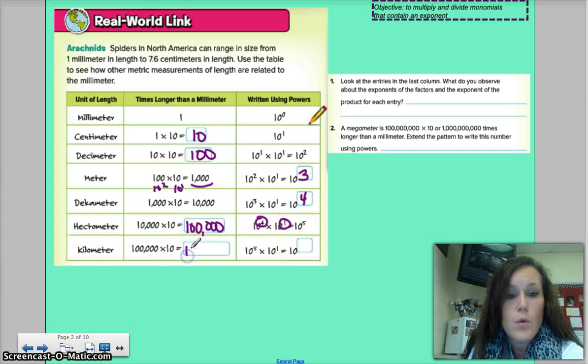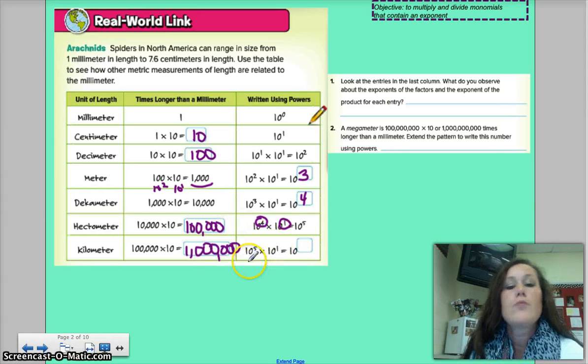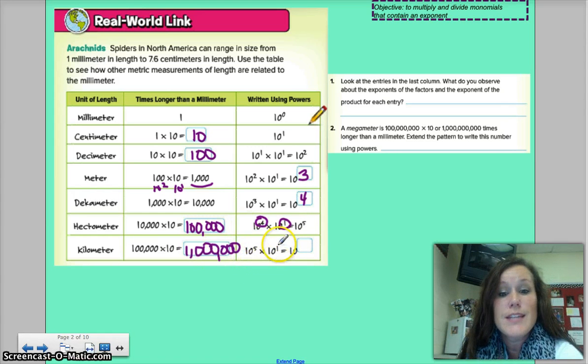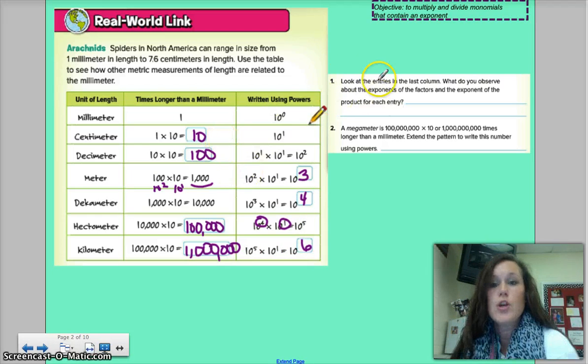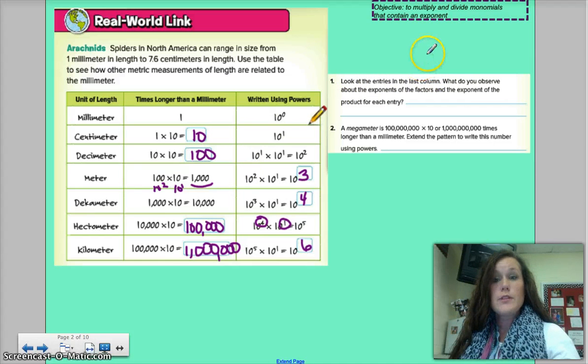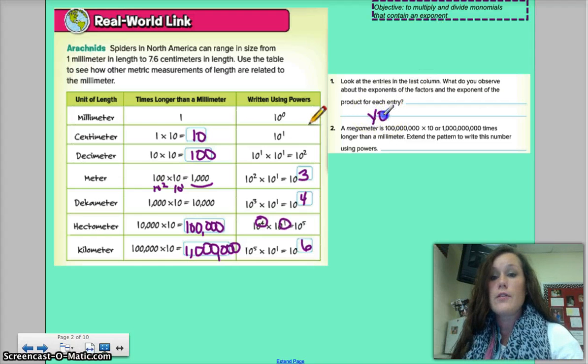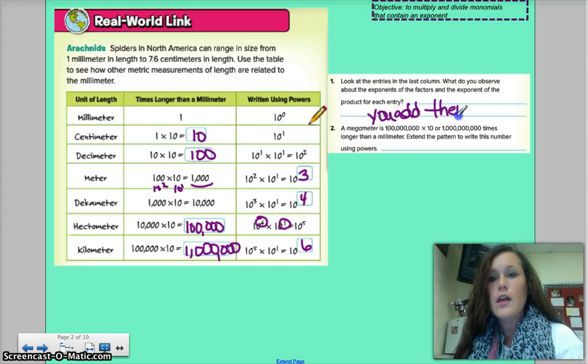Here we would have 1 million. Oh man, those are big zeros. There we go. Represented with exponents, 10 to the fifth times 10 to the first is 10 to the sixth. So what can we say about when we're multiplying monomials? It says, look at the entries in the last column. What do you observe about the exponents of the factors and the exponent of the product? Well, you add them together. There we go. You add them.